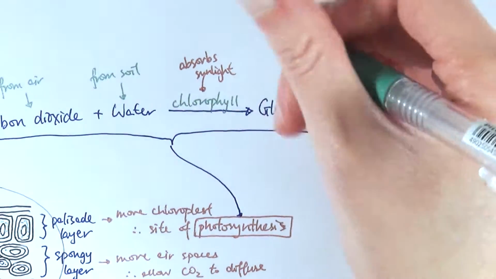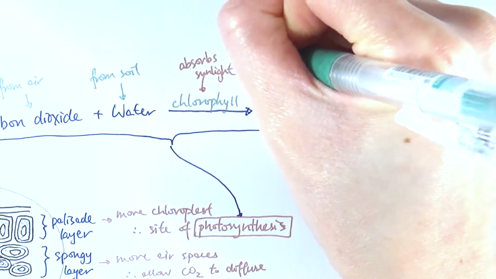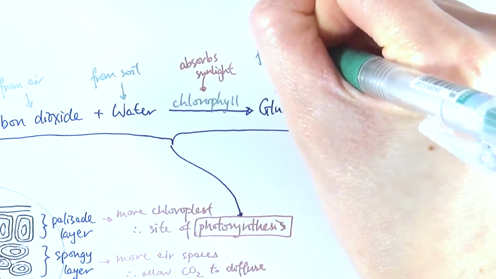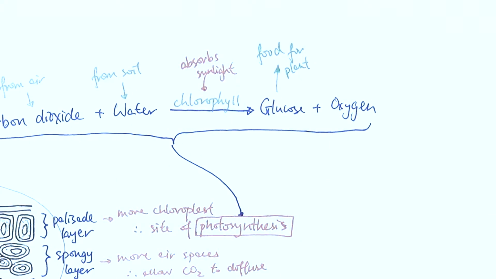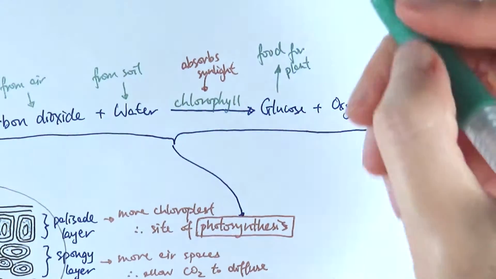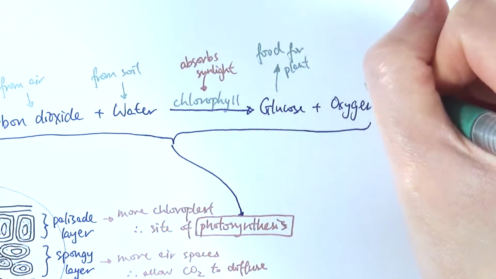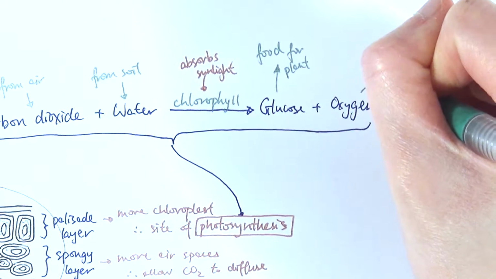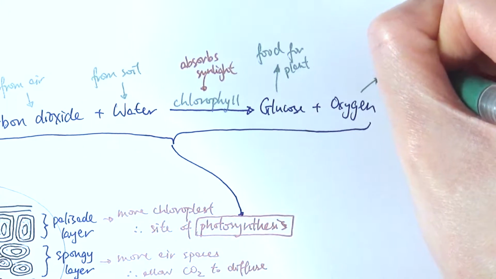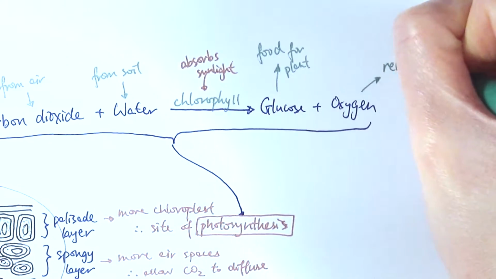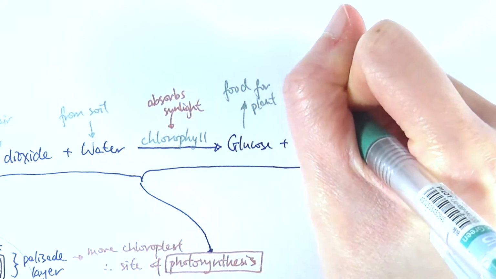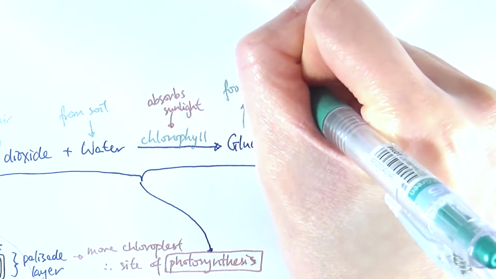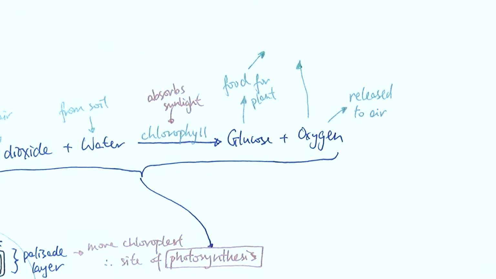Now for the glucose, like I said, it's basically food for the plant, but what is really important to think about is why plants actually need food. Because they don't need to move like us, so what do they need the food for? We'll come back to this in a bit. For the oxygen, two different things could happen. First of all, it could be released to the environment, but actually quite a lot of it, together with the glucose, will enter the next chemical reaction, which is aerobic respiration.